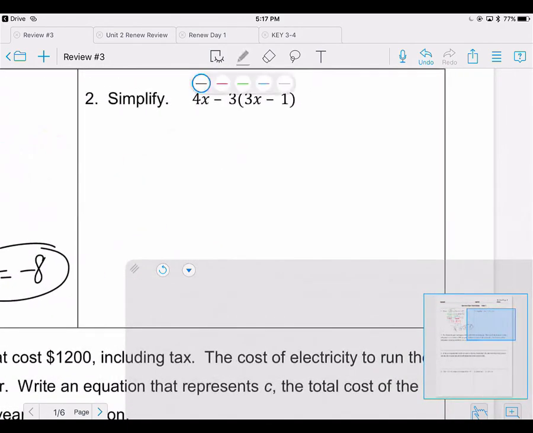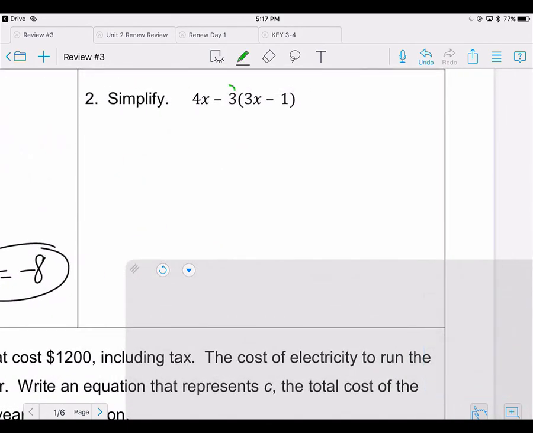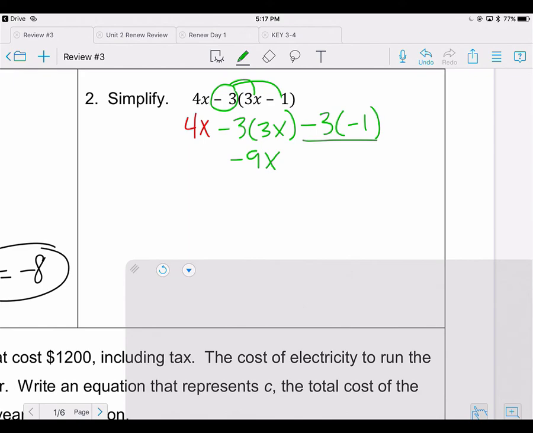For problem 2, they just want me to simplify. Again, with these parentheses, I have to distribute negative 3 to 3x and negative 3 to negative 1. The 4x stays the same. So in green, negative 3 times 3x is negative 9x. Negative 3 times negative 1. Remember, a negative times a negative is a positive. 3 times 1 is 3.